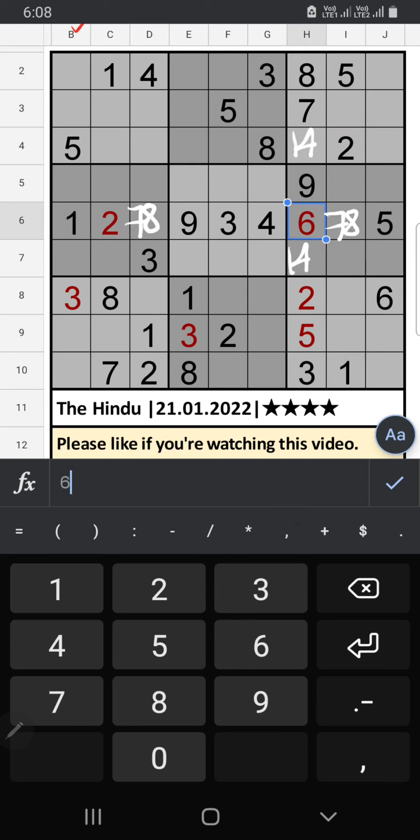Column B under 9th row we have 5. So 5 can't come in these cells. Then 5 is confirmed here. Column F and 8th row and 9th row we have 5. So 5 can't come in these cells. Then 5 is confirmed here.